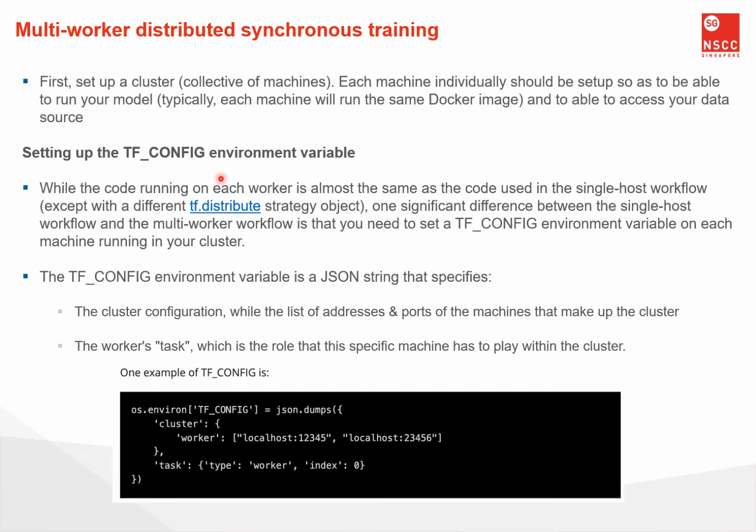The code running on each worker is almost the same as the code in the single host workflow, except for the tf.distribute strategy. There's one significant difference between the single host and multi-worker workflow: you need to configure the TF_CONFIG environment variable on each machine in your cluster so they know about each other within the network. The TF_CONFIG environment variable is a JSON string which specifies the cluster configuration, the list of addresses and ports of the machines that make up the cluster, and the worker's task, which is the role that specific machine plays within the cluster. See the example down here.